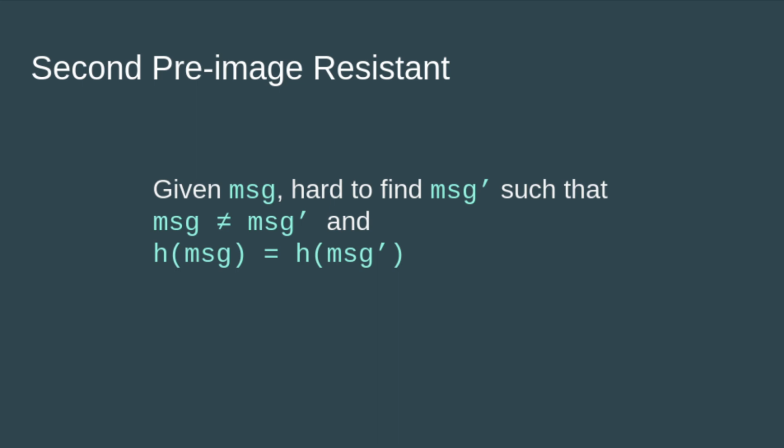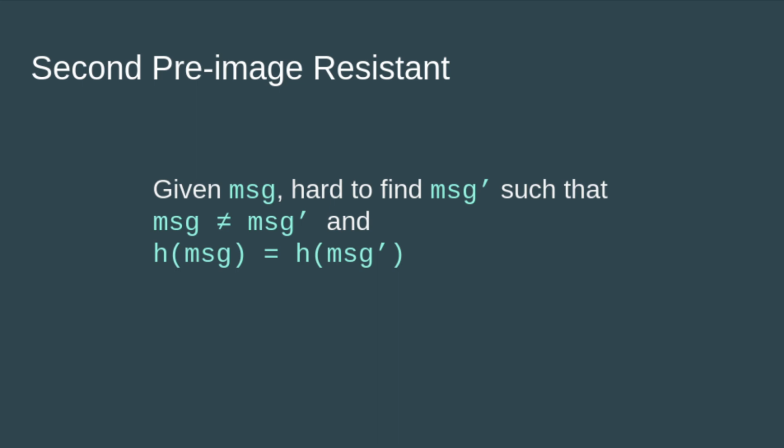Okay, the next property is second preimage resistant. And this says that given one message, let's say M, it is hard to find some other message M prime not equal to M, such that the hash of M is equal to the hash of M prime. So here the attacker has less freedom to work with, right? The attacker is given the first message and must then find another message M prime unequal to the first one, but that will produce the same hash.